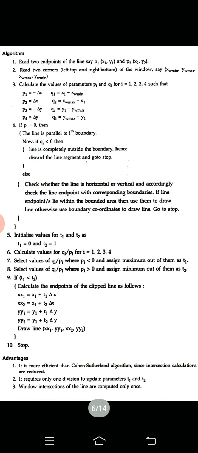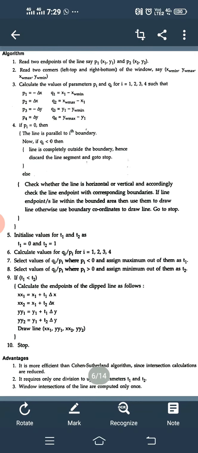The fourth step is to check if pi is equal to 0. If pi is equal to 0, then we can simply conclude that the line is parallel to the ith boundary. In this if condition, if pi is equal to 0, then we have to check if qi is less than 0. We already learned that if qi is less than 0, the line is completely outside the boundary and it will be completely rejected, and we can directly move to the last step, stop.